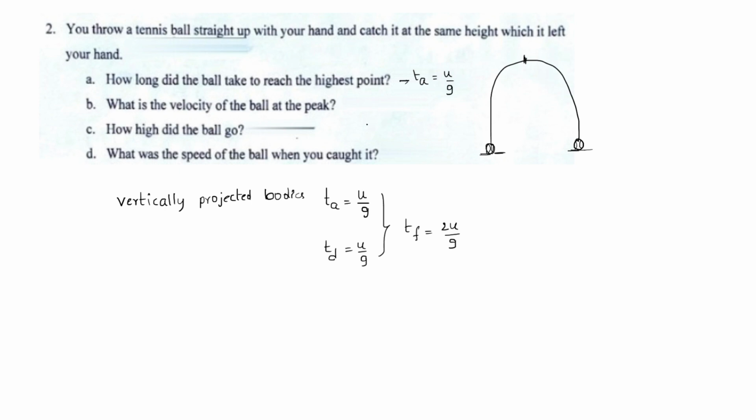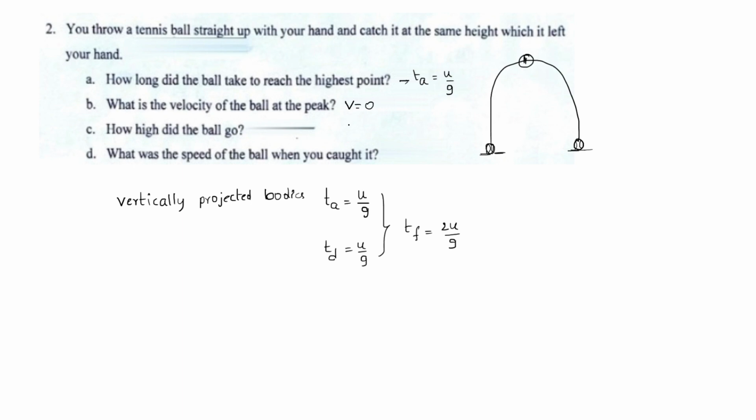What is the velocity of the ball at peak? Here, always remember when a body is projected vertically, at the maximum point or peak point, the velocity has to be zero, because only then it will reverse its direction. If velocity is not zero here, it will continue to move upward. So then that point is not the peak point, right? If it has to be the peak point, then the velocity has to be zero at that point. So velocity is zero at that peak point.